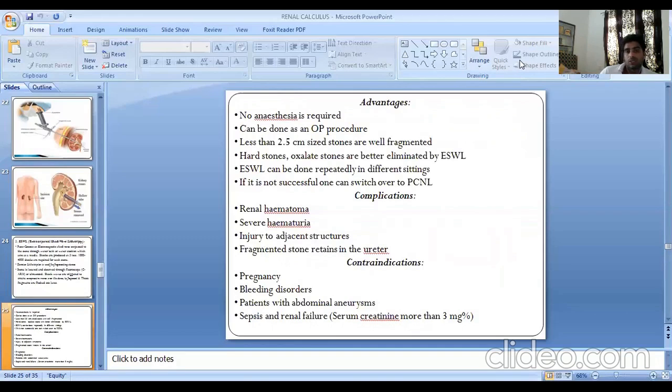Complications: renal hematoma, severe hematuria, injury to adjacent structures, fragmented stone retained in the ureter. Contraindications: pregnancy, bleeding disorder, patient with abdominal aneurysm, sepsis and renal failure, serum creatinine more than 3 milligram per cent.